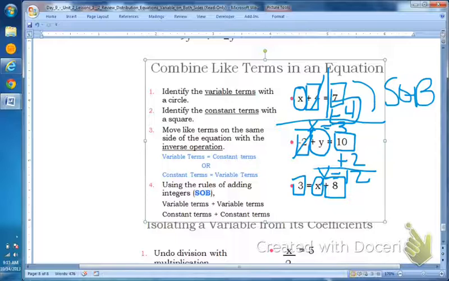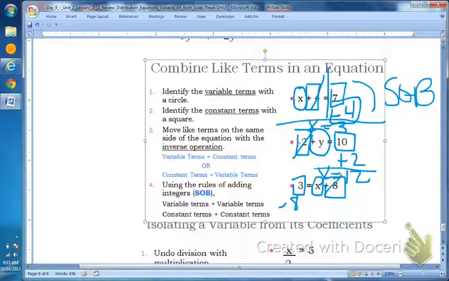8 and 3. The 8 and the 3. So 8 and 3 are my like terms. Are they on the same side of the equation as one another? No. So what needs to move? Subtract the 8. So the 8 needs to move over with the 3 because it's a +8 on the right-hand side. When I move it to the left-hand side of the equation, I write -8.